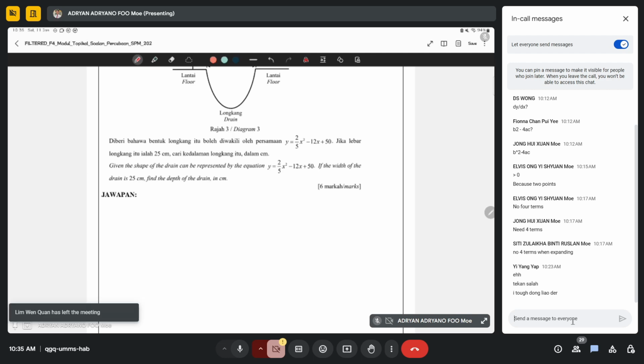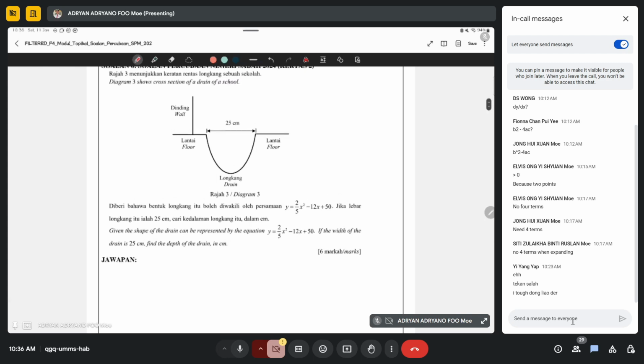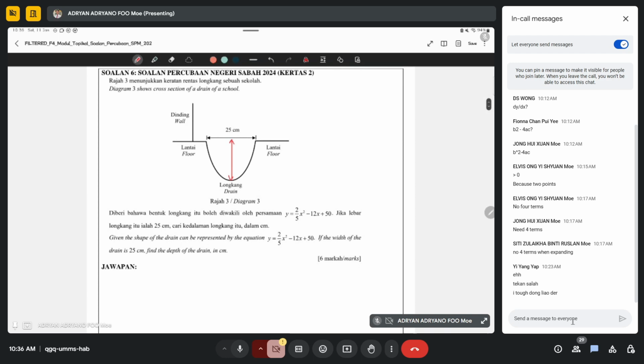Let's look at this question. Given the shape of the drain can be represented by the equation, this one. If the width of the drain is 25 cm, find the depth of the drain. Depth is referring to this, its depth. Okay? So, depth. So, how do we find depth? Okay, whenever you see this kind of question, it gives you a quadratic curve and an equation, it asks you to find the width, then it gives you the width, and then it asks you to find the depth or the maximum height, minimum height.